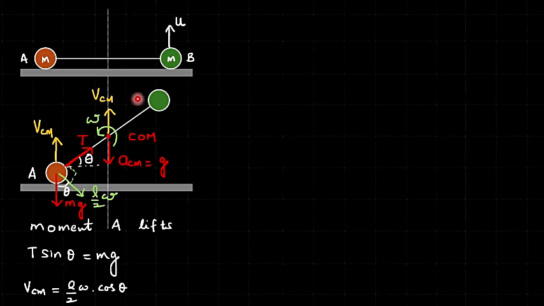So this motion is a CTRM, combined translation and rotational motion. In combined translation and rotational motion, the kinetic energy is equal to half m vcm square plus half I cm omega square.